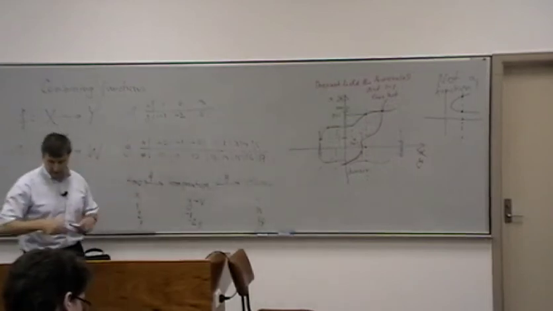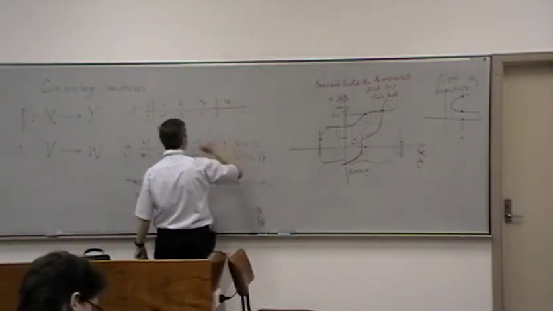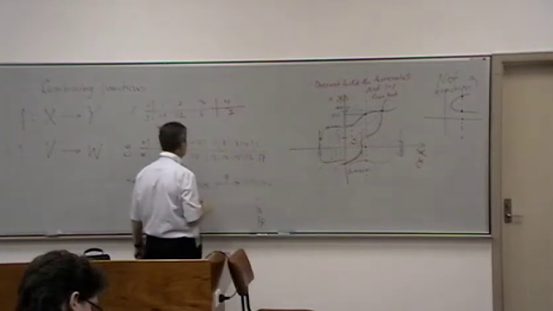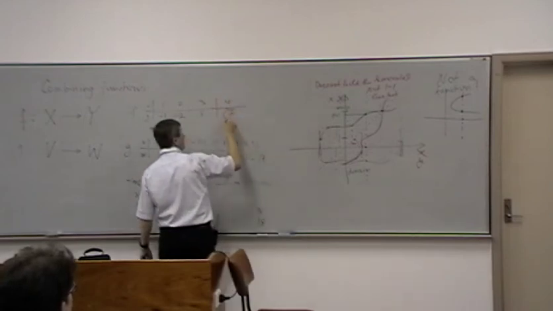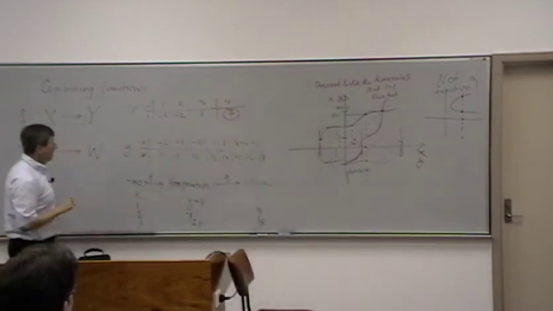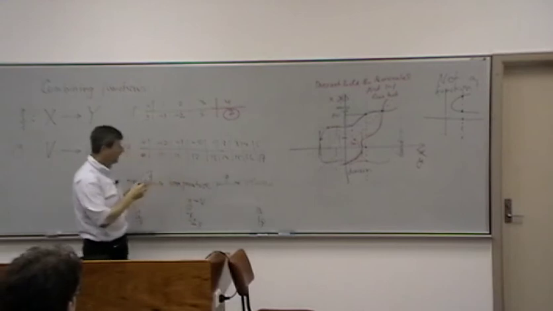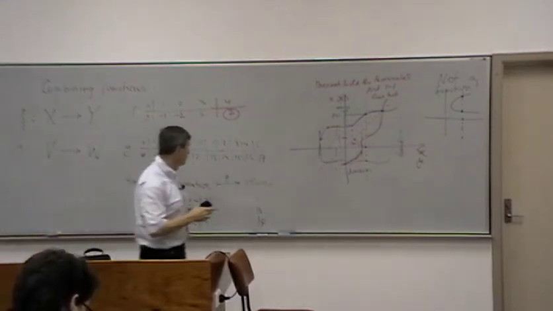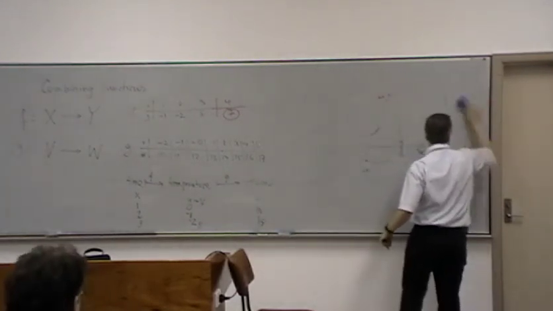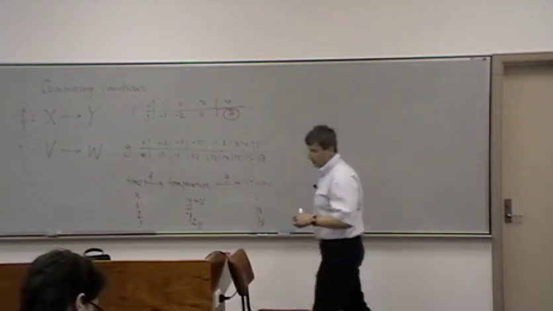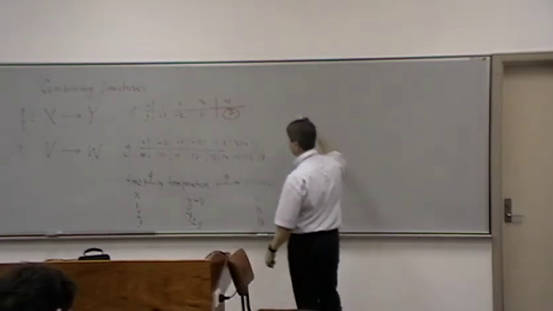If I had another table here, say 4 and 7, then I couldn't do that because the output of our first function is not an input, is not here. It does not work. We can only compose functions if the range of the first function is in the domain of the second function.